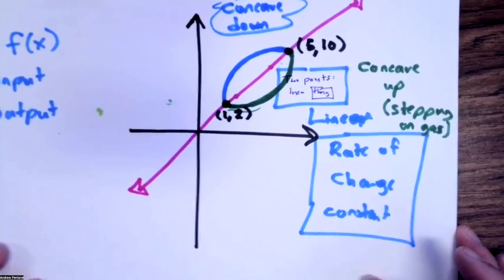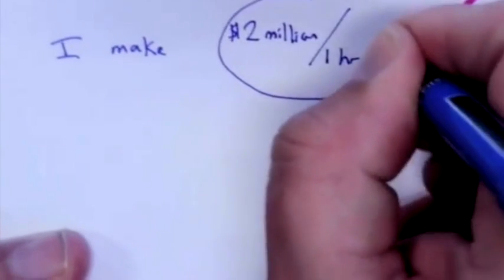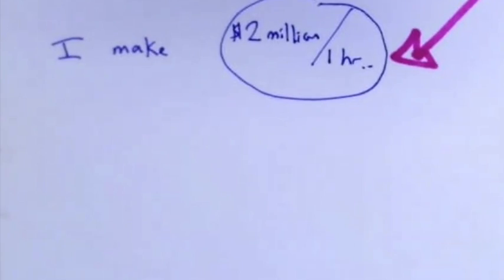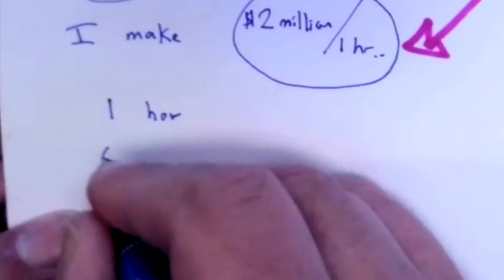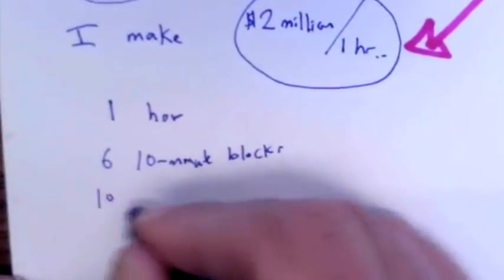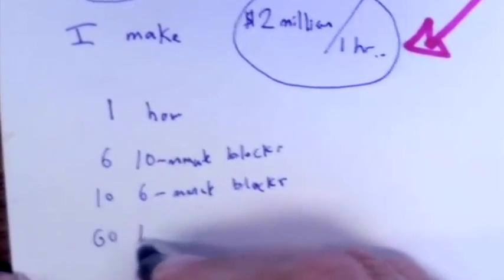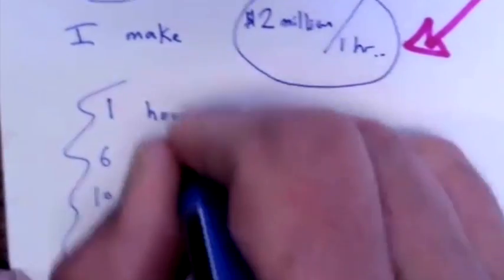Now let's think about this in terms of linearity of input. If I make $2 million an hour, and I always make $2 million per hour, does it matter whether I work in 1-minute chunks or in 1-hour chunks or in 10-hour chunks? No, I always make $2 million an hour. That would be linear. And it doesn't matter whether I do 1 hour or whether I do 6 10-minute blocks or whether I do 10 6-minute blocks or whether I do 60 1-minute blocks. If I get paid an hourly rate, then I can chop these things up however I want.